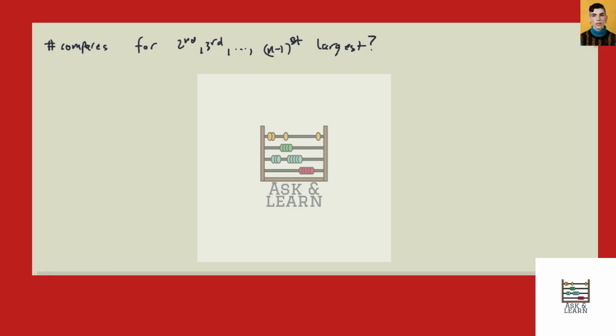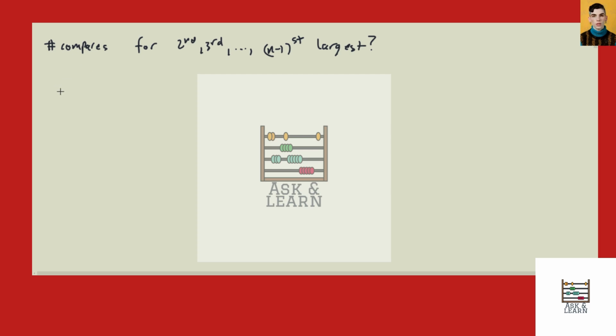So they want us to use the tournament sort to figure out how many comparisons we would need to find the second, third, all the way up to the n minus first largest element. We already found in the previous problem how many it would take to get our first one, so we don't really need to talk about that. Let's just talk about second, third, and so on.